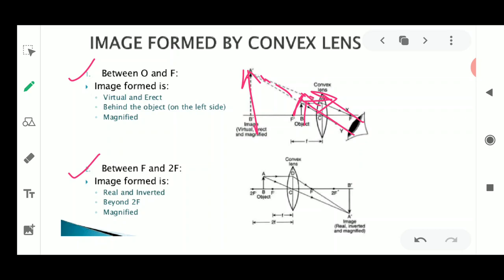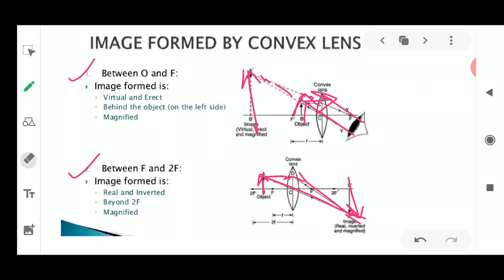The same rules. First the object is placed here, and then a ray of light parallel to the principal axis strikes the lens and is refracted, and once refracted, it passes through the principal focus. Next, the ray of light passing from the optical center passes on undeviated to the other side of the lens. Where these 2 lines meet, that gives you the image position, and we can see that the image is real, inverted and magnified.